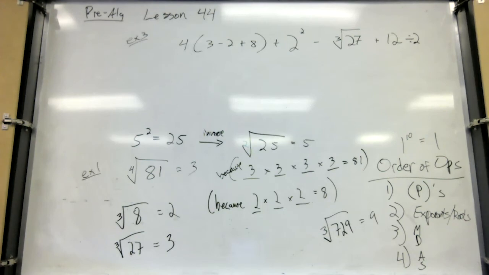Does that mean the square root is 27? No, that means the cubed root of 27. The third root of 27. What does that mean? That means we already know the answer to that.